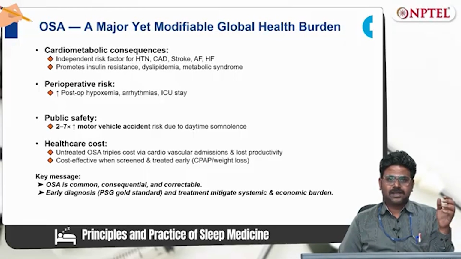In terms of public safety, around 2 to 7% of motor vehicle accidents are attributed to daytime somnolence. Then healthcare cost: untreated OSA triples the cost via cardiovascular admissions and lost productivity. It is cost effective when screened and treated appropriately with CPAP or weight loss. The key message is that OSA is common, consequential, and correctable. Early diagnosis by polysomnogram and treatment mitigates the symptomatic and economic burden.